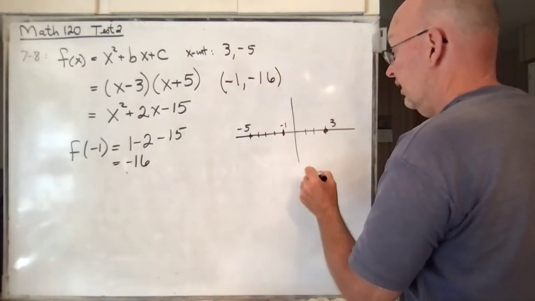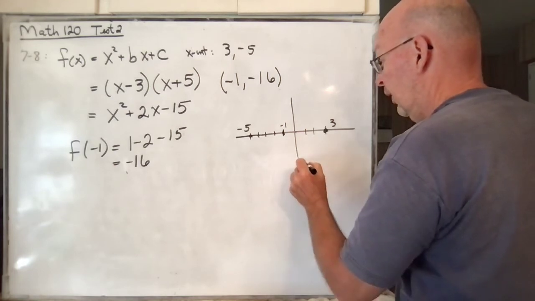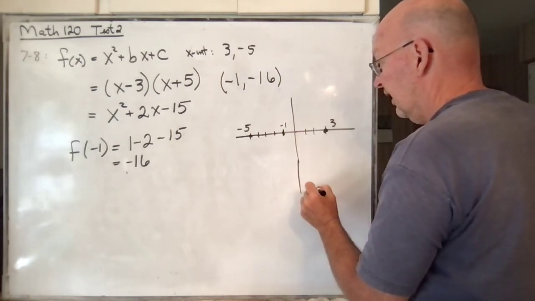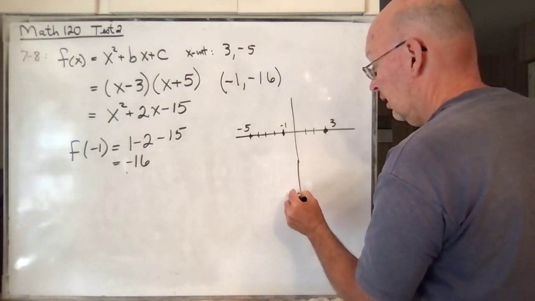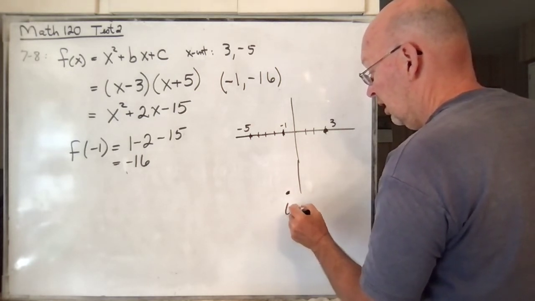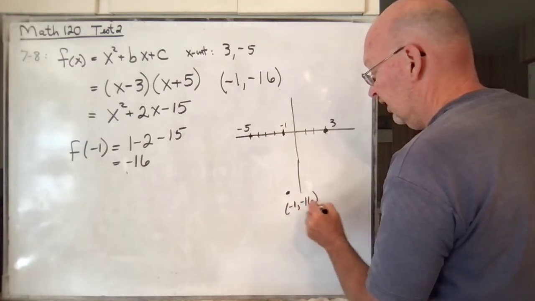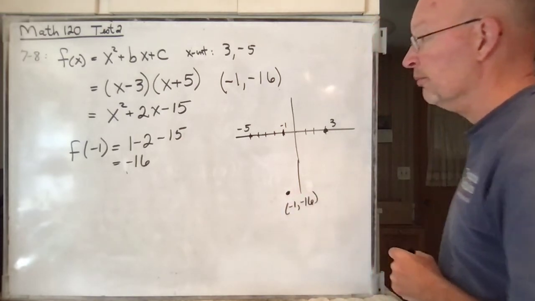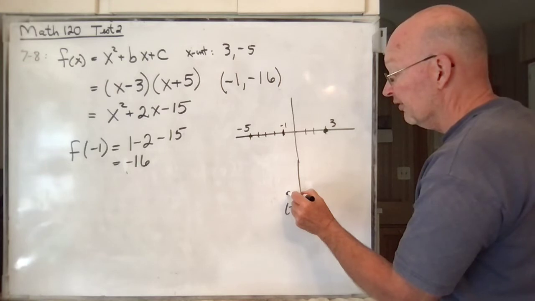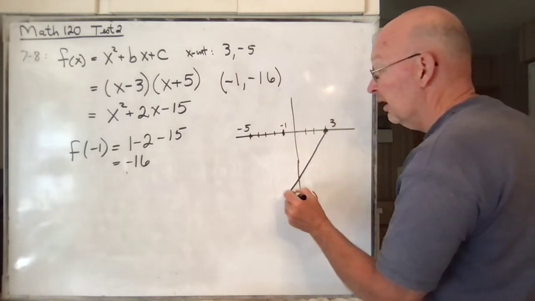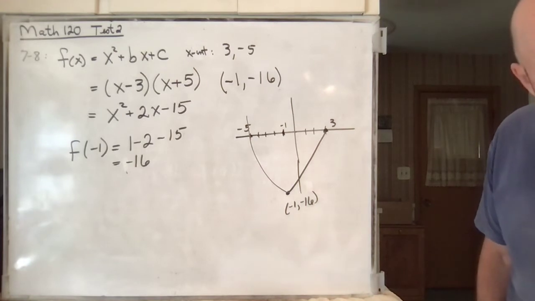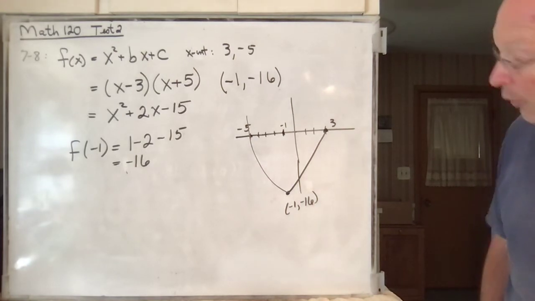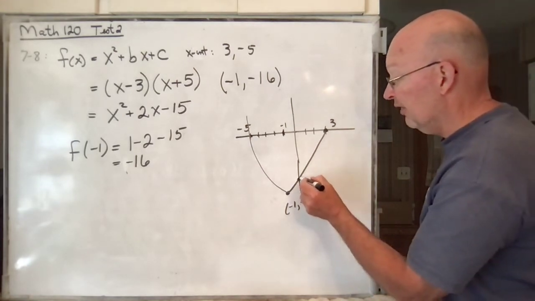So there's the vertex way down there. Negative 16. I'm sorry, negative 1. Negative 1, negative 16. There's the vertex. Then it goes up from there. See that? It goes up this way and goes up this way. What's the next question? What's the y-intercept of the quadratic function? So now we want this value right there.